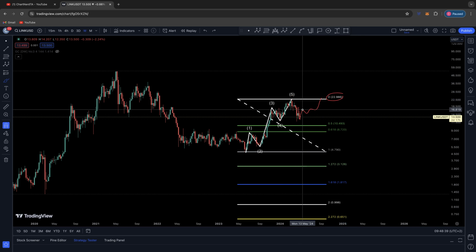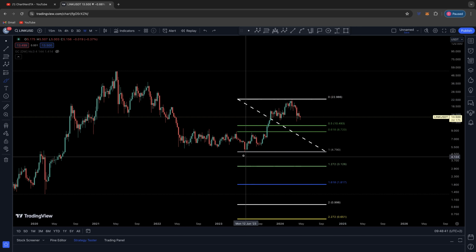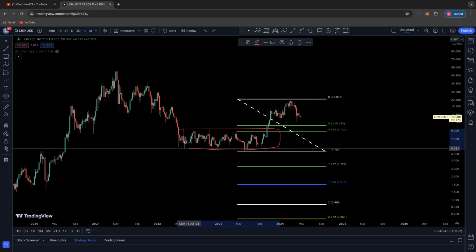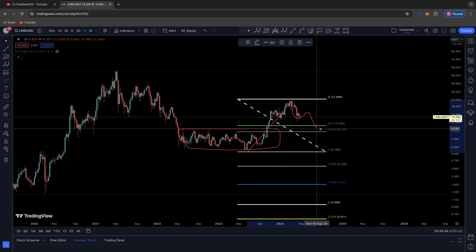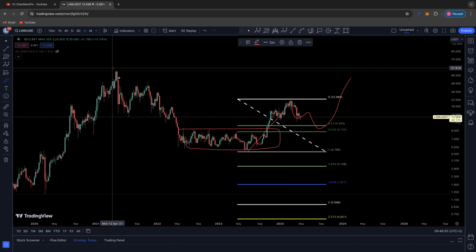For upside continuation. But I think what's healthy on the overall grand scheme of things is we had this accumulation range, we've had an impulsive wave breakout. Right now we're coming in correctively, looking for the continuation of the trend to retrace back up to these all-time highs here for Chainlink.